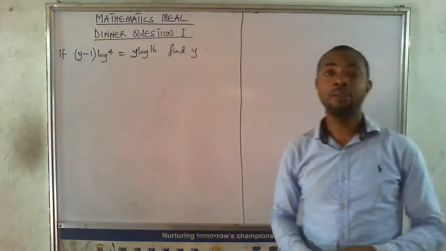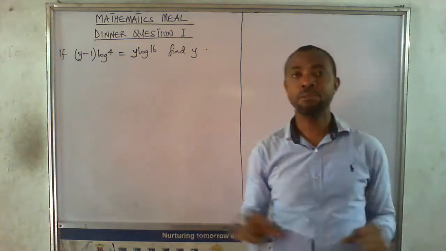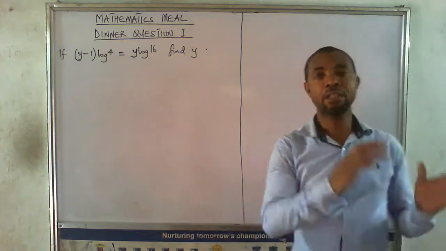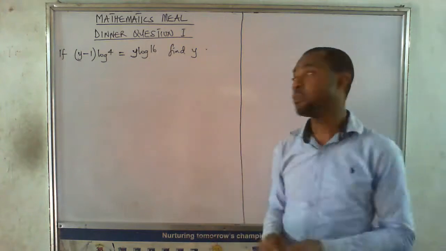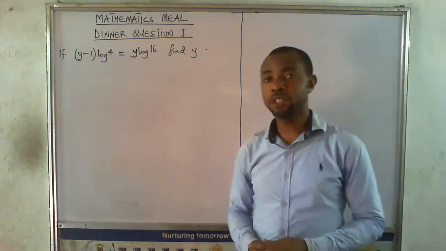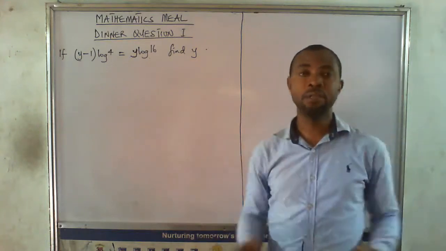We are still on our special edition of Mathematics Meal where we solve simple problems, and we tag this edition breakfast, lunch, and dinner questions. Today we want to look at dinner question 1, and the topic that we are going to consider is the theory of logarithm. It's a very simple one.